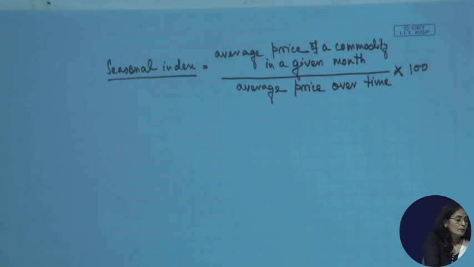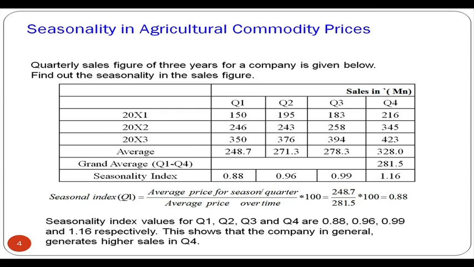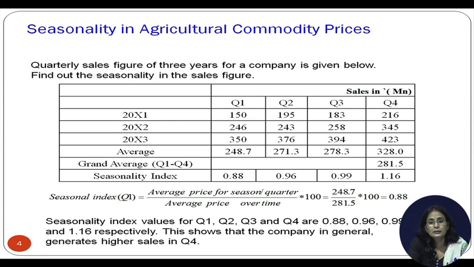As given in the PPT, it's a very simple example. Nevertheless, it nicely explains what the seasonal index is and how it can be calculated. Let's say you have a company. The quarterly sales figures for the company are given as Q1, Q2, Q3, Q4, for the years 2001, 2002, 2003. The quarter one average stands at 248.7, the quarter two average stands at 271.3, and the quarter four average stands at 328.0.